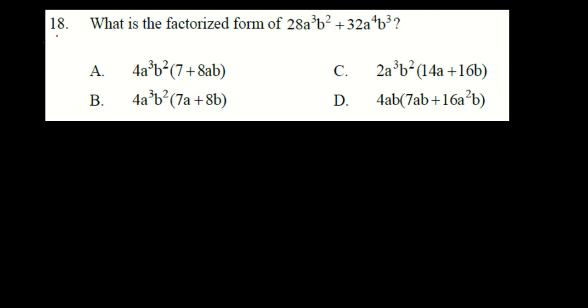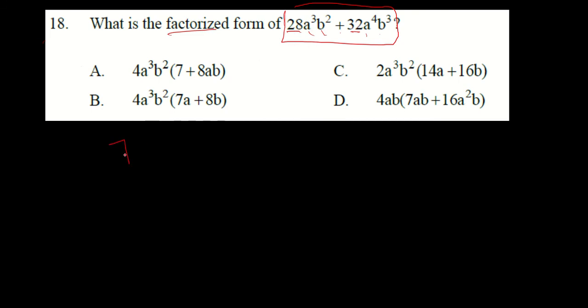Okay. Question number 80. What is the factorized form of this expression? The expression, as you see, has numbers as coefficients here and here. The middle term is plus, and there are variables. The variable A is found in both, and the variable B is found in both. Therefore, first of all, we have to factorize and write the common variables and numbers in both.